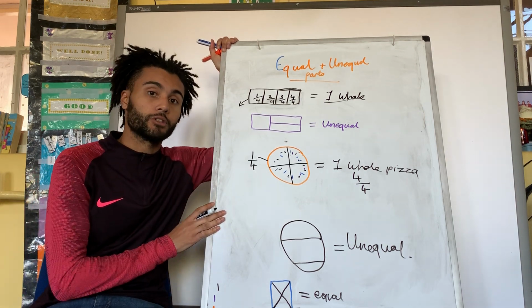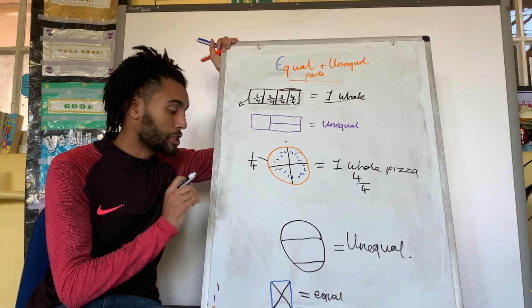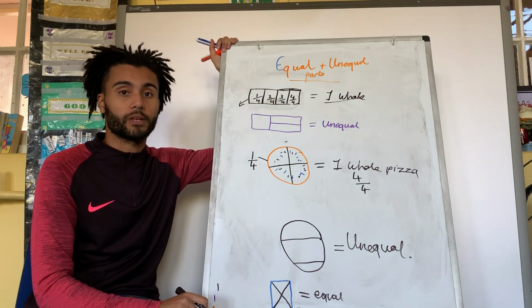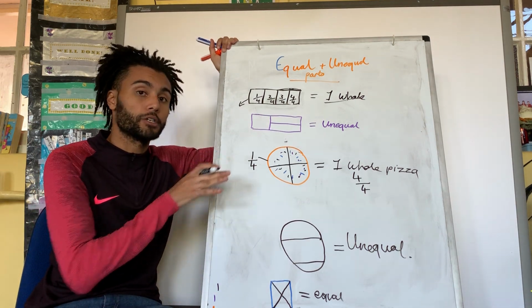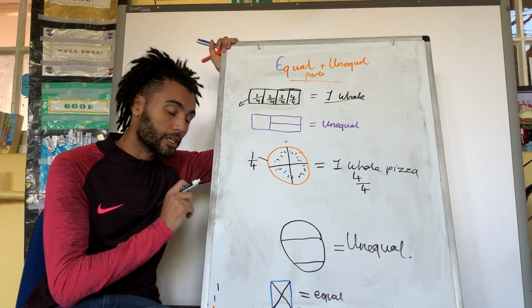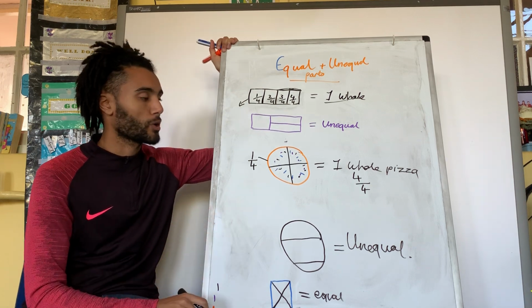Make sure when you're having a look at your sheet, you're being very careful, you're checking whether those pieces are the same. You're going to have a circle, you're going to have some other shapes on that exercise sheet. So make sure you're just carefully looking and trying to work out.